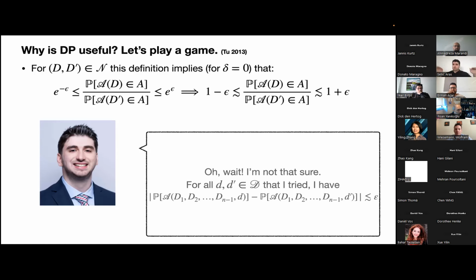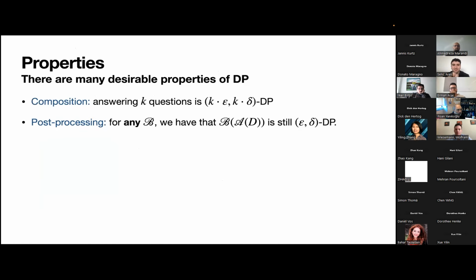So I try any possible value I can put as the last element of this database, and the probabilities are very close to each other. That's why I don't have much to do. I cannot actually guess who the last person is with a higher confidence than epsilon. And the reason is the bound that I just demonstrated.